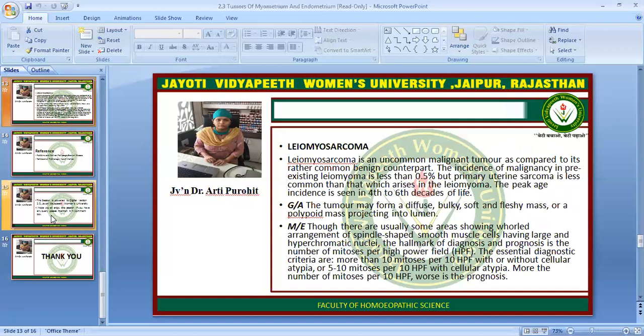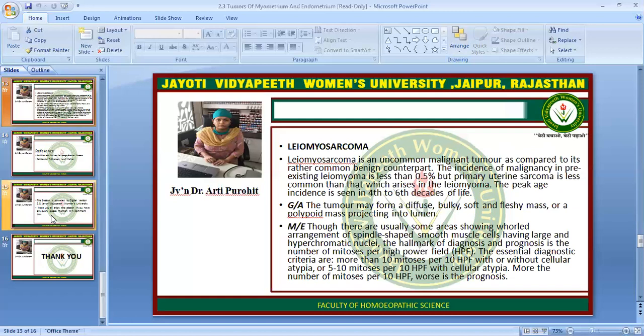Now last is the leiomyosarcoma. Leiomyosarcoma is an uncommon malignant tumor as compared to its rather common benign counterpart. The incidence of malignancy in pre-existing leiomyoma is less than 0.5%, but primary uterine sarcoma is less common than that which arises in the leiomyoma. The peak age incidence is seen in the 4th to 6th decade of life. General examination shows the tumor may form a diffuse, bulky, soft, fleshy mass or a polypoid mass projecting into the lumen.